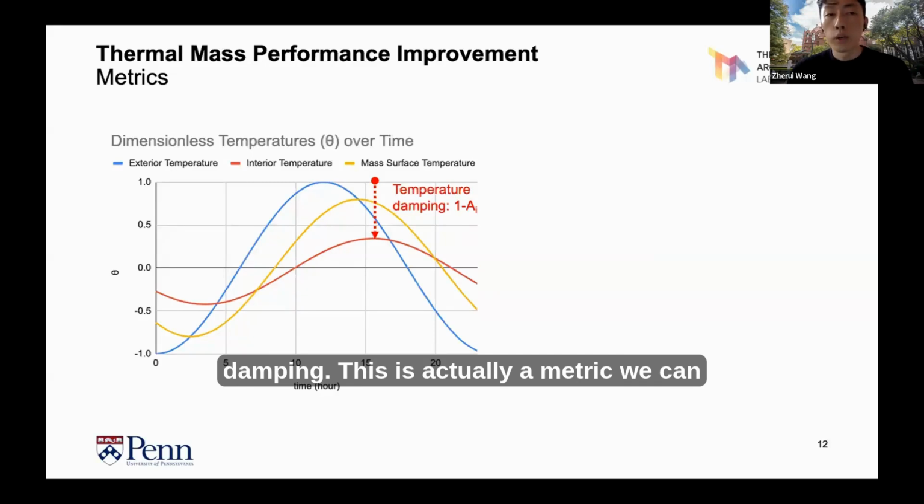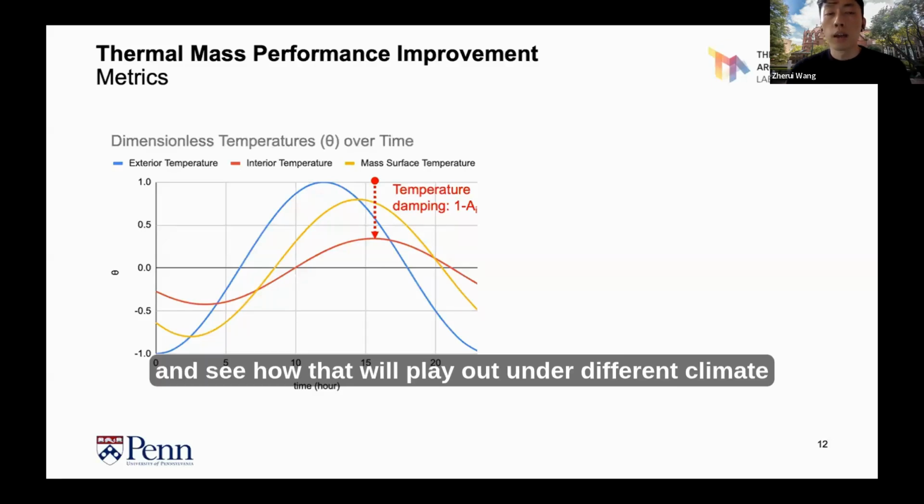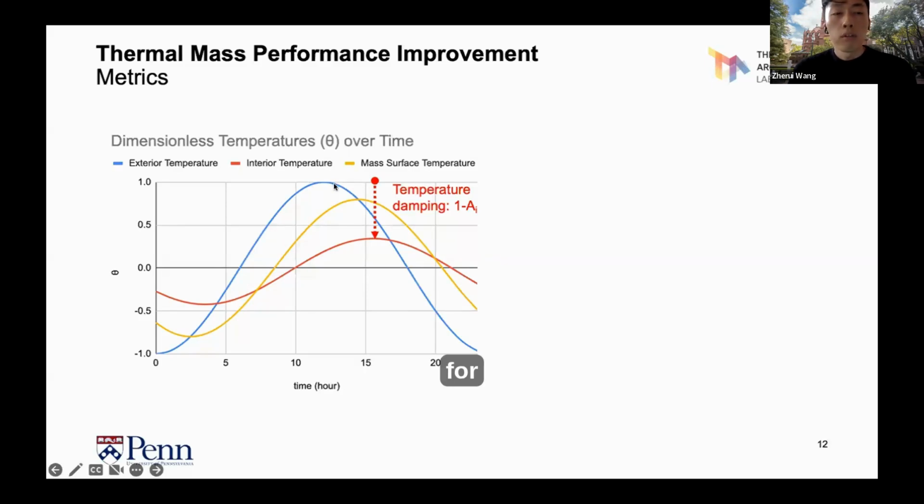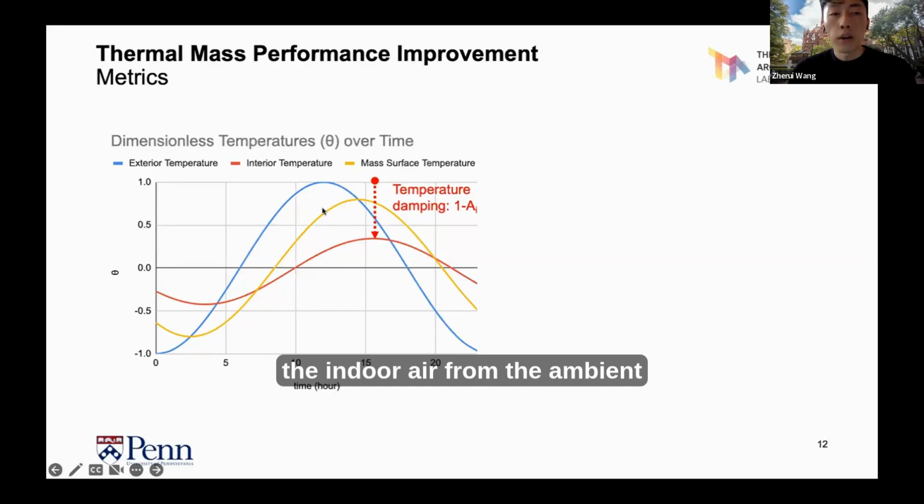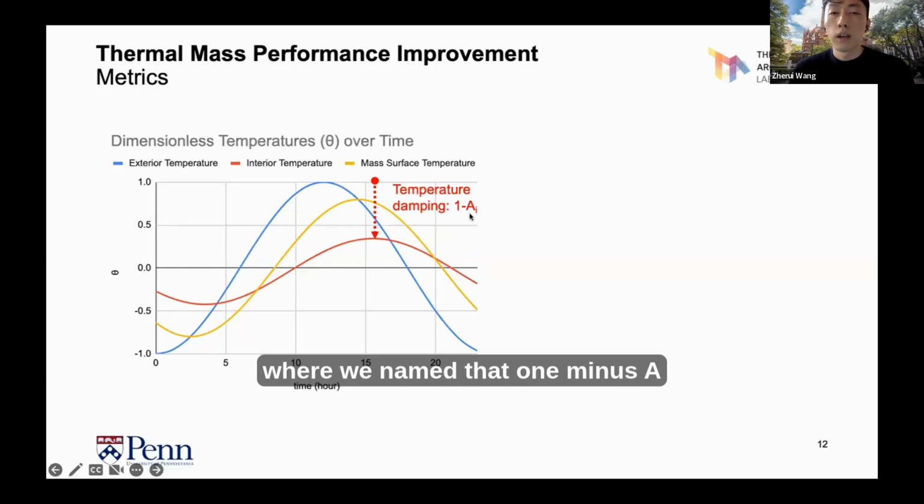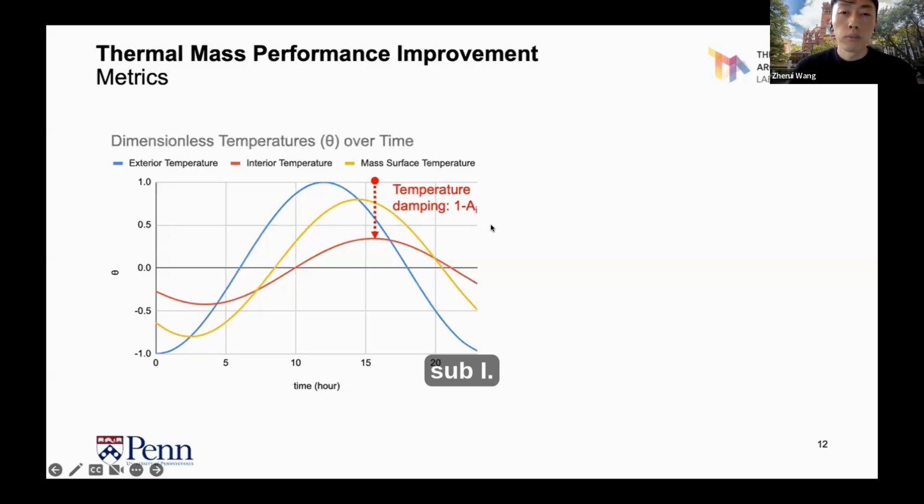This is a metric we can non-dimensionalize and test to see how it plays out under different climate zones, different thermal conditions, and different geometries. Here, over a period of 24 hours, we look at the temperature damping of the indoor air from the ambient temperature that is in blue here, right? This is called the temperature damping factor, which we name 1 minus A sub I.